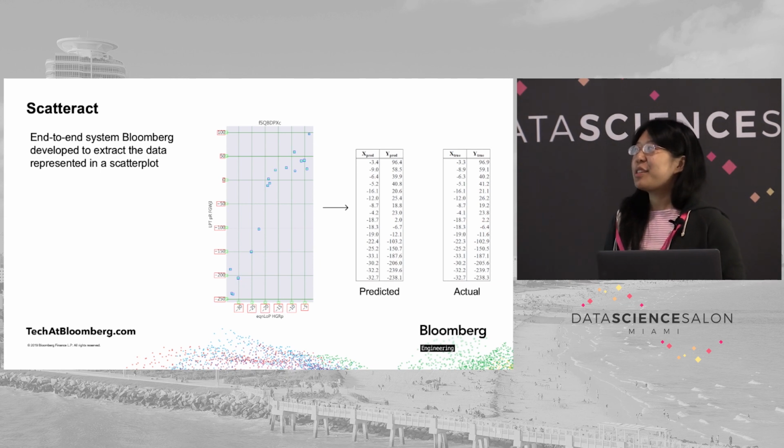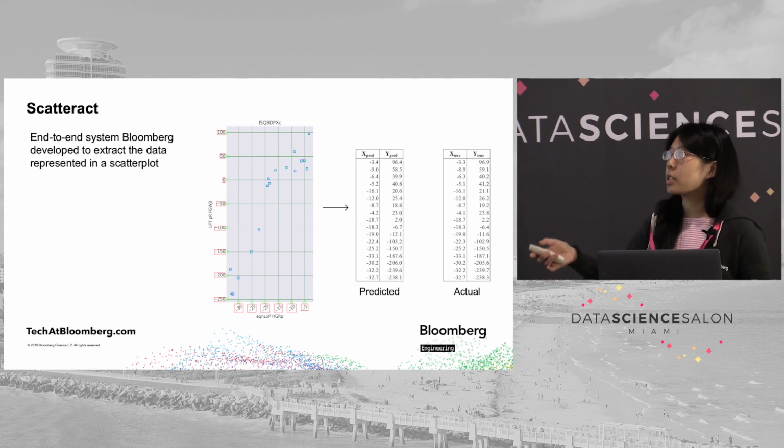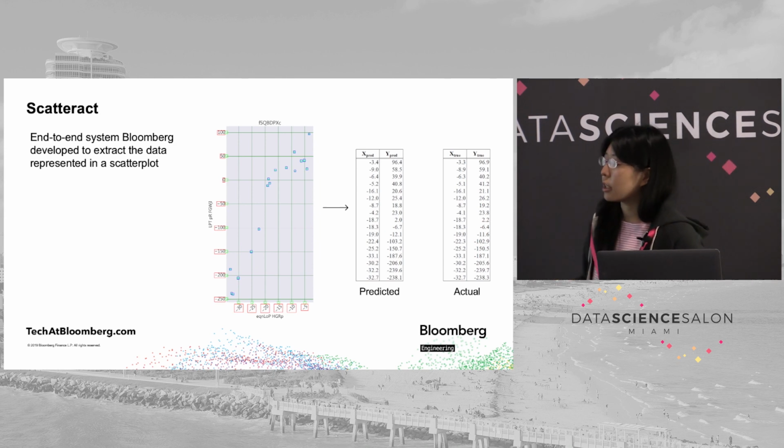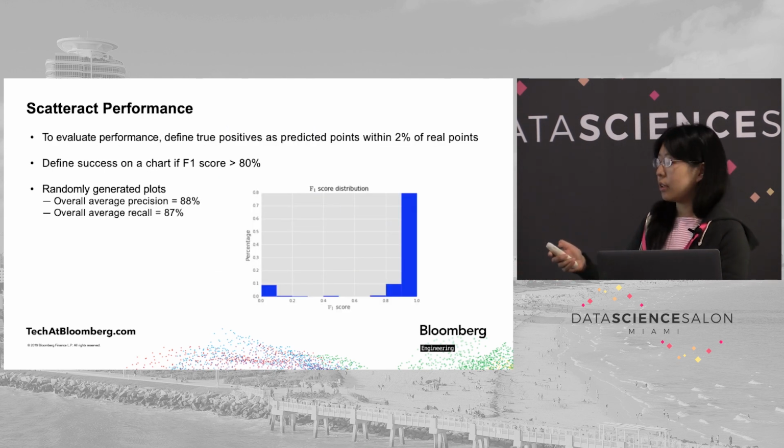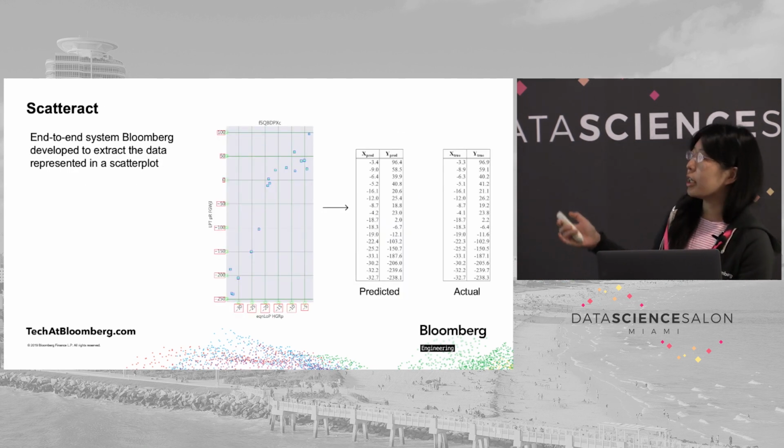Okay. So we took all this general approach and put it all together in an end-to-end system. We called it Scatteract. Essentially, what it does is it takes a scatter plot on the left and treats it as an image. The output is a table of x and y coordinates of the points. We have two tables here. The left is the predicted values, and the right is the actual. You can see that it's pretty close.